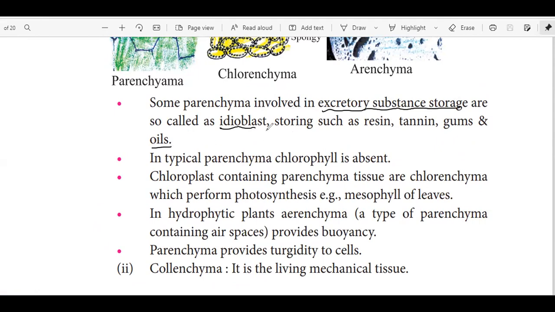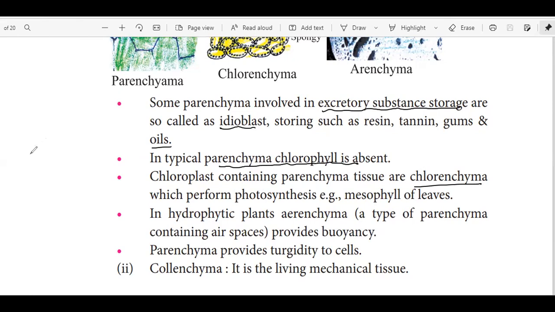The most important part about parenchyma: it provides support because it is a supportive tissue, and moreover these are living cells. Parenchyma plays a very important role in storage because they have large central vacuoles. These are the typical parenchyma, and chlorophyll is absent. The chloroplast-containing parenchyma is called chlorenchyma. In a normal parenchyma, no chloroplast is present.